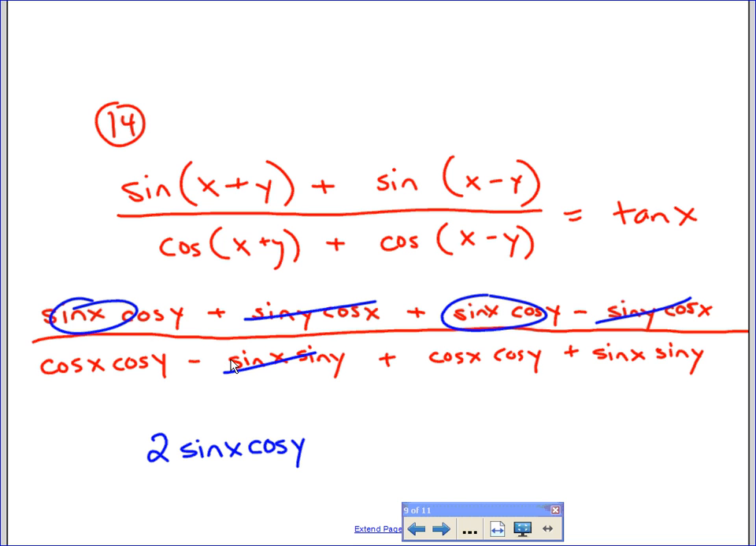I think the same thing's going to happen on the bottom. It looks like it's a minus sign and a positive sign, and then I have two of those, so that'll be 2 cosine of x, cosine of y. So we're going to have something else that cancels: the 2's, and then cosine of y. So then you're left with sine of x over cosine of x, which is tangent.